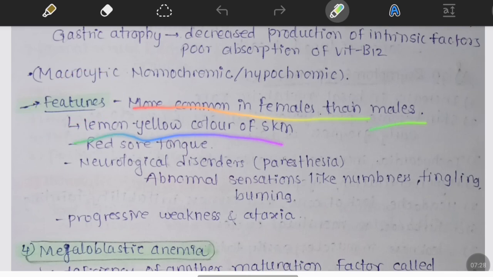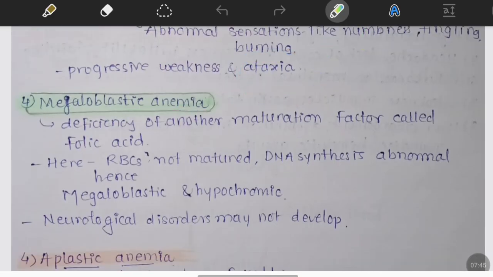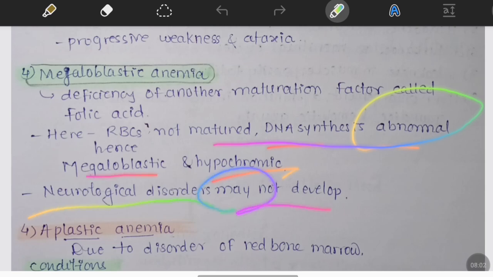lemon yellow color of skin, red sore tongue, neurological disorders, that is paresthesia, and abnormal sensations like numbness, tingling, and burning, progressive weakness and ataxia. Megaloblastic anemia, that is the fourth type, is deficiency of another maturation factor called folic acid. Here RBC is not matured. DNA synthesis is abnormal, hence megaloblastic and hypochromic. Neurological disorders may not develop.